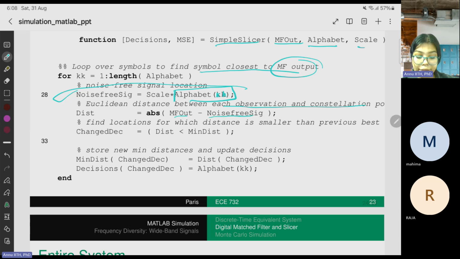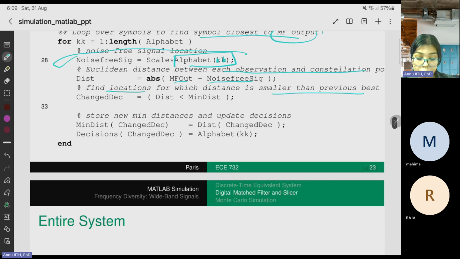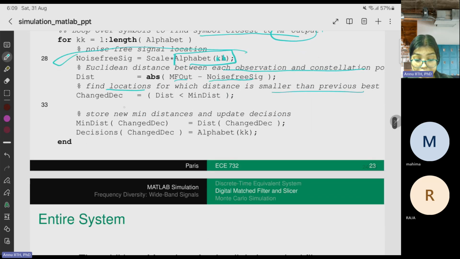Then we have to find the location. So again, the location should be changed. This finds the locations for which the distance is smaller than the previous best, to change the decision. Change dec is equal to distance less than minimum distance. So first of all, distance.